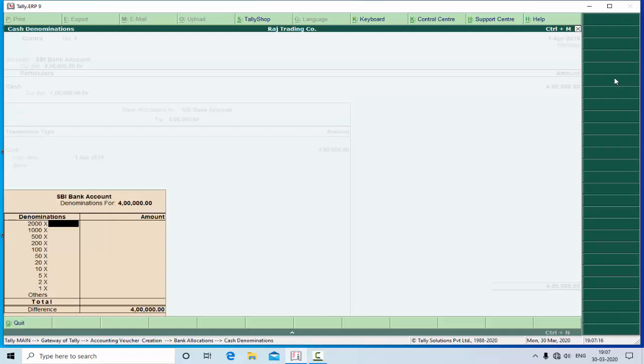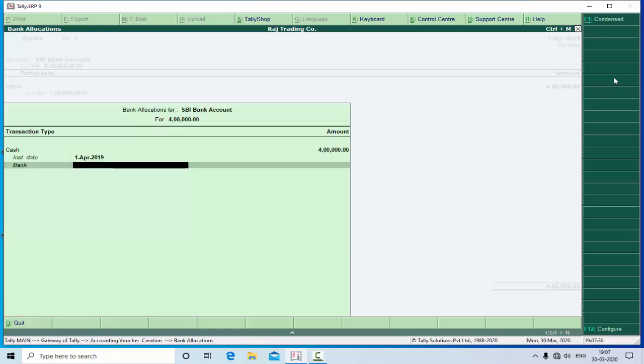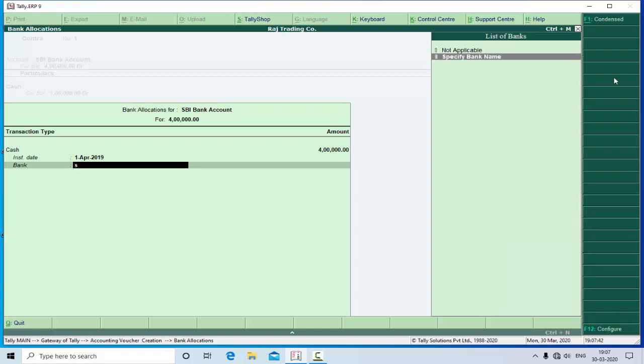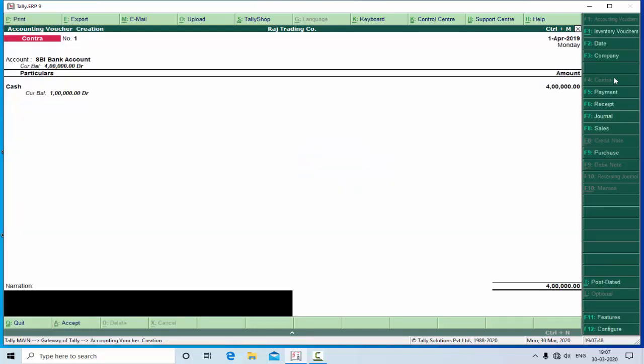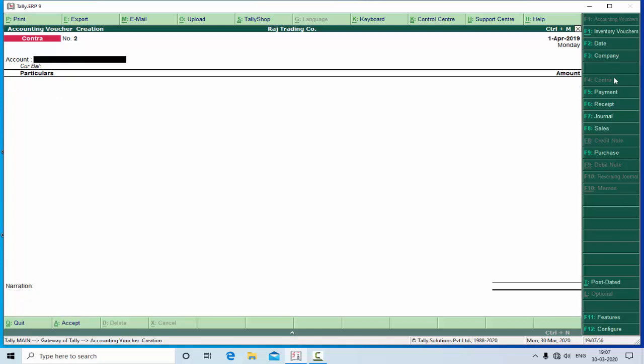You can see that you can enter the denomination, the amount deposited in the bank, how much of 2000 was deposited, like 100 notes of 2000 deposited, 200 notes of 100 deposited into the bank. You can enter like this and enter the name of the bank where you have deposited the money, like SBI bank. Select the specific bank name from here, SBI bank. You can enter it here, and you can again enter the narration, cash deposited into bank. I think you understand how the entry will be recorded in this voucher.